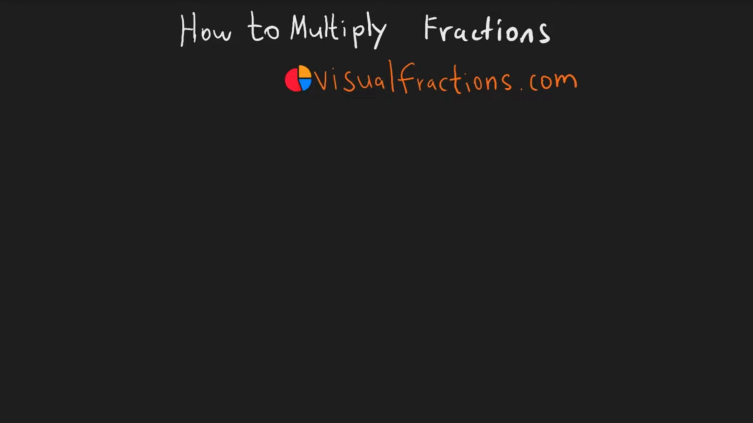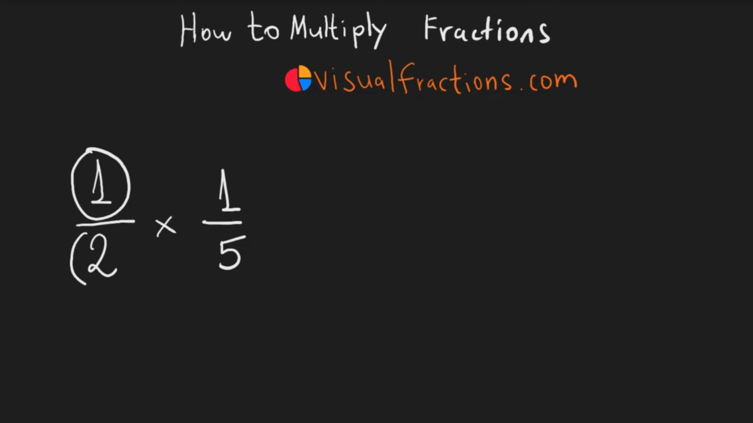In today's tutorial, we're going to demonstrate how to multiply fractions, specifically 1/2 by 1/5. In this scenario, we're dealing with two fractions. The first has a numerator of 1 and a denominator of 2, while the second has a numerator of 1 and a denominator of 5.